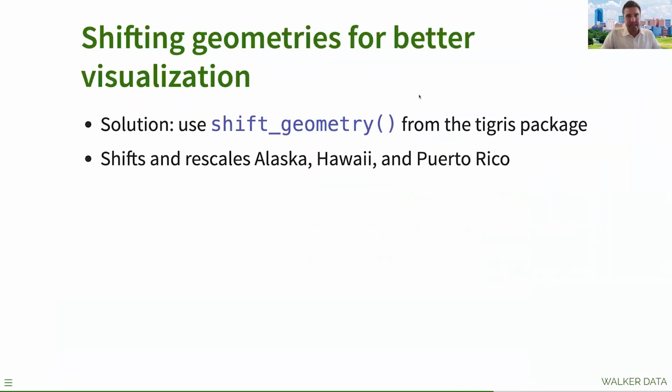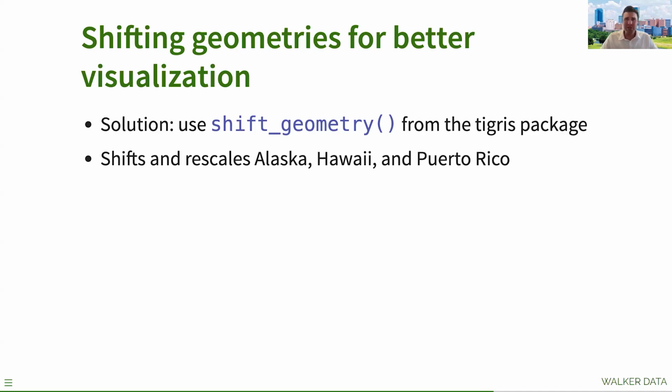In the tidyverse package, there is a function called shift geometry that allows you to shift and optionally rescale the non-contiguous parts of the United States. So I wrote this a few years ago. I remember I had a colleague here at TCU who popped in my office and said, I'm trying to make a map for this project I'm working on, but it's very difficult to move Alaska and Hawaii. How do I do that?